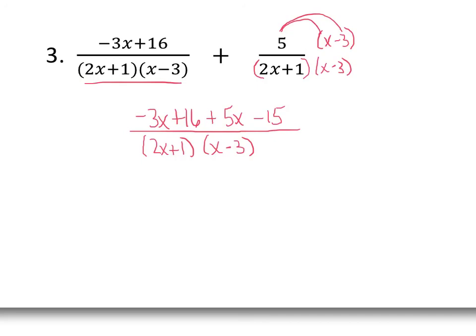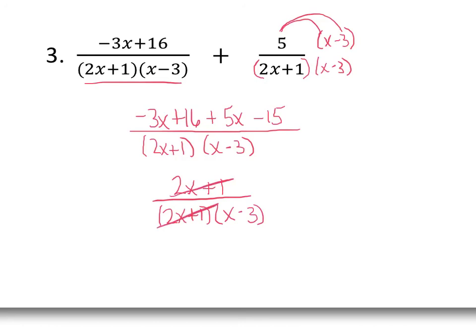Now let's go ahead and combine our like terms. We have negative 3x plus 5x. It's going to give me 2x. And then plus 16 minus 15 is plus 1. Look, that's a good thing because now we're going to have something that cancels. So we have 2x plus 1 on the top and the bottom, so they will cancel.